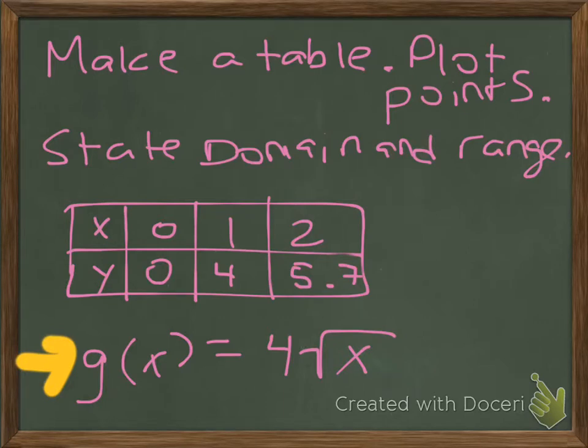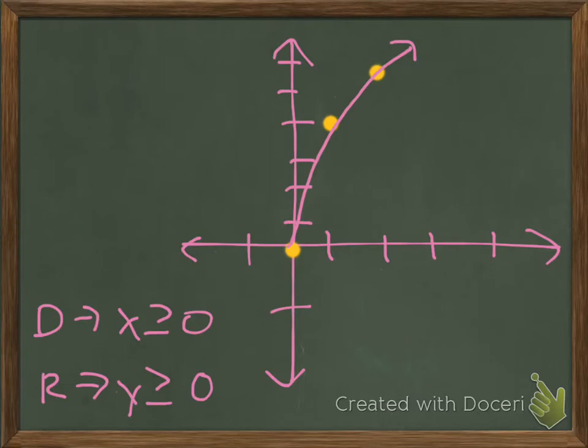The number 1, if I put in the square root of 1, that's going to be 1. And if I multiply that by 4, then I get 4. And then the square root of 2 is a decimal, and if I multiply that by 4, I would get about 5.7. So these are the ordered pairs that I'm going to graph. So on the next page, that's what I've done here, is I've graphed it.